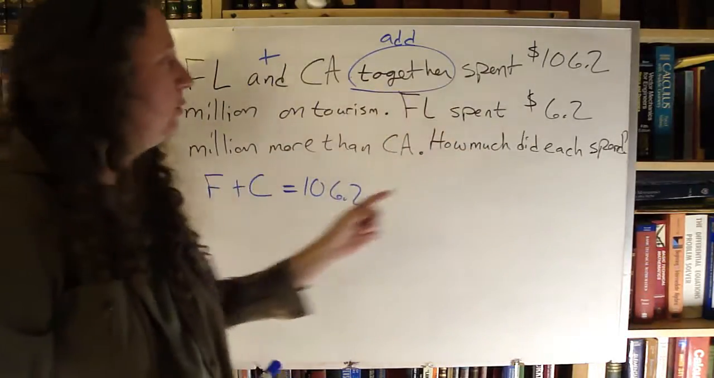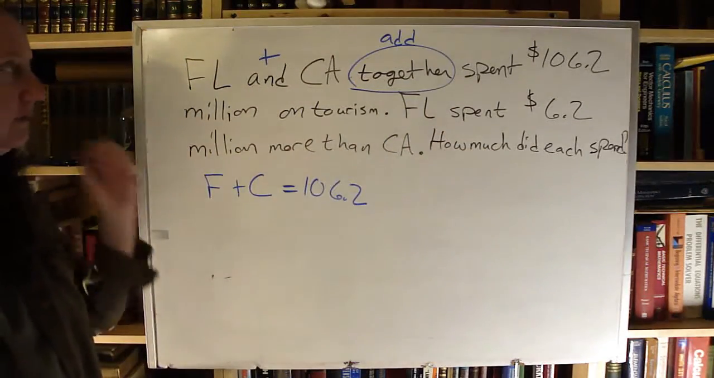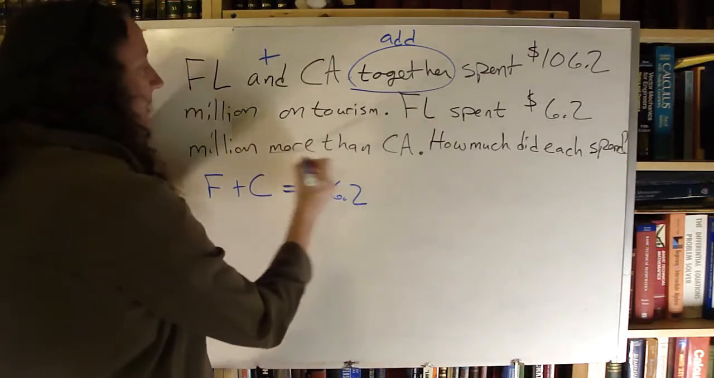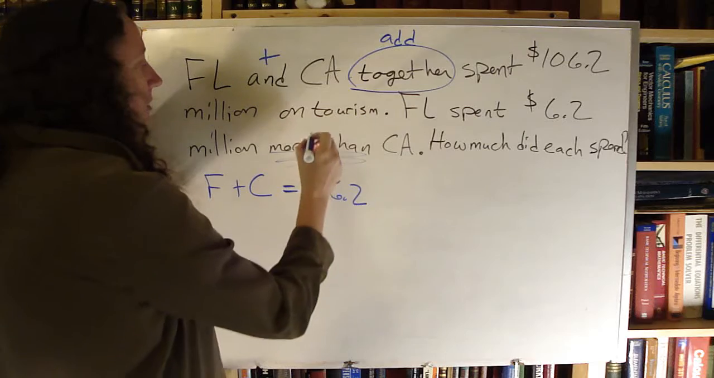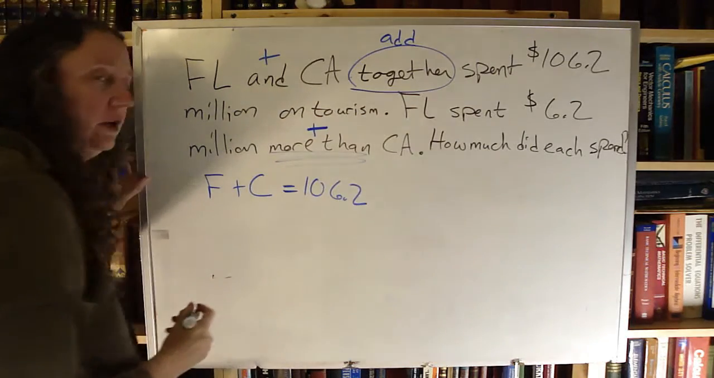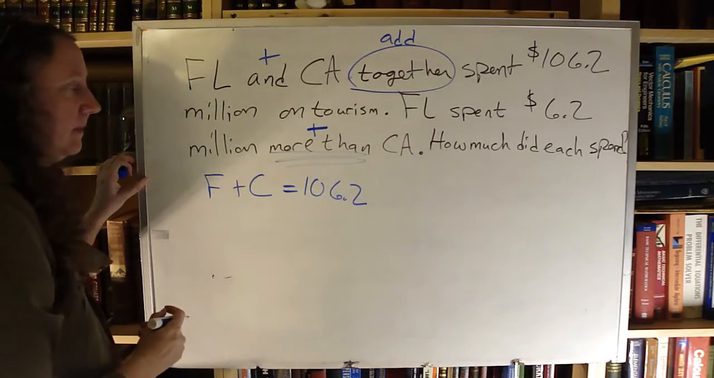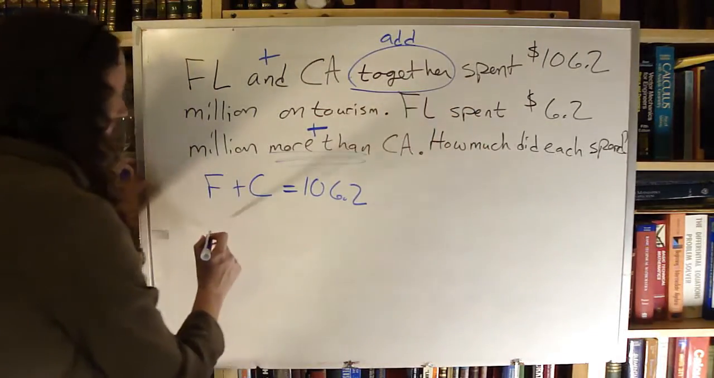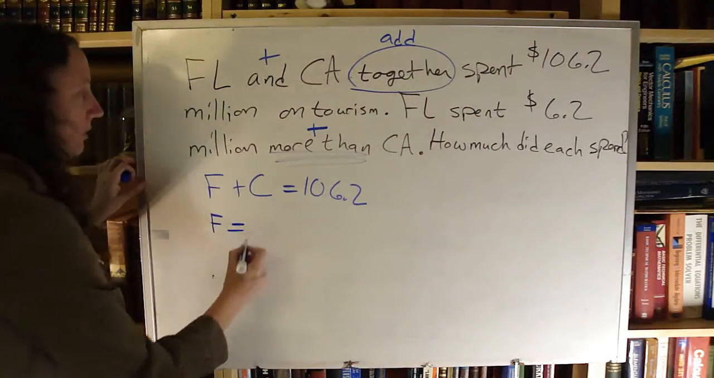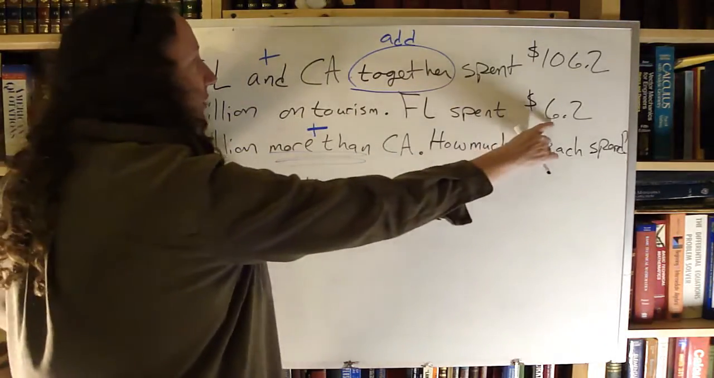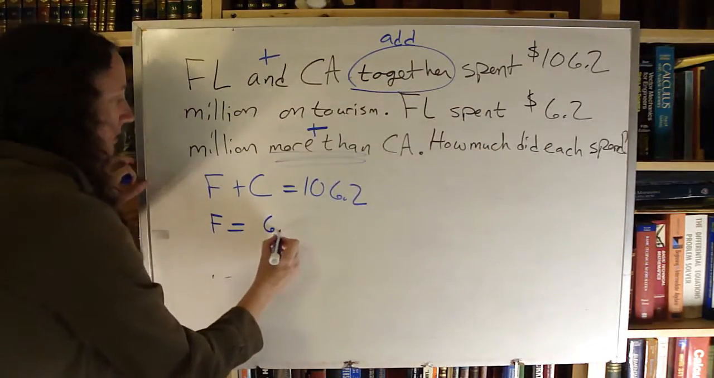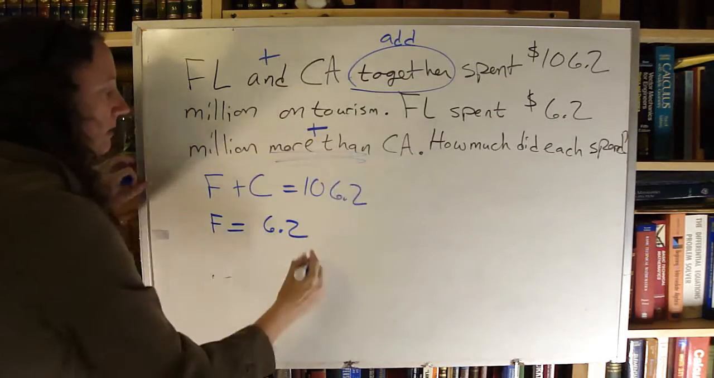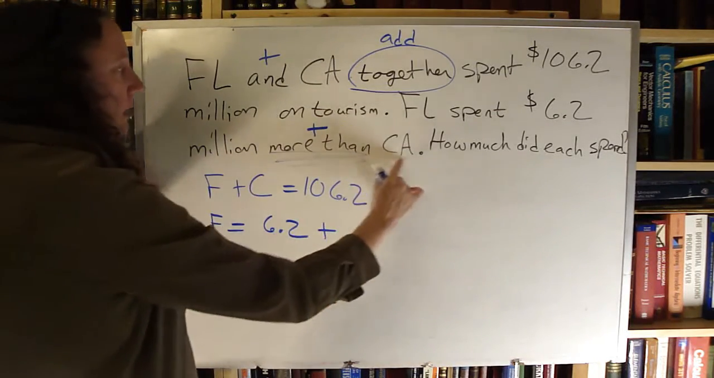Florida spent 6.2 million more than California. So I have my phrase more than here. That's going to be a plus sign. So Florida equals 6.2 million more than, plus, California.